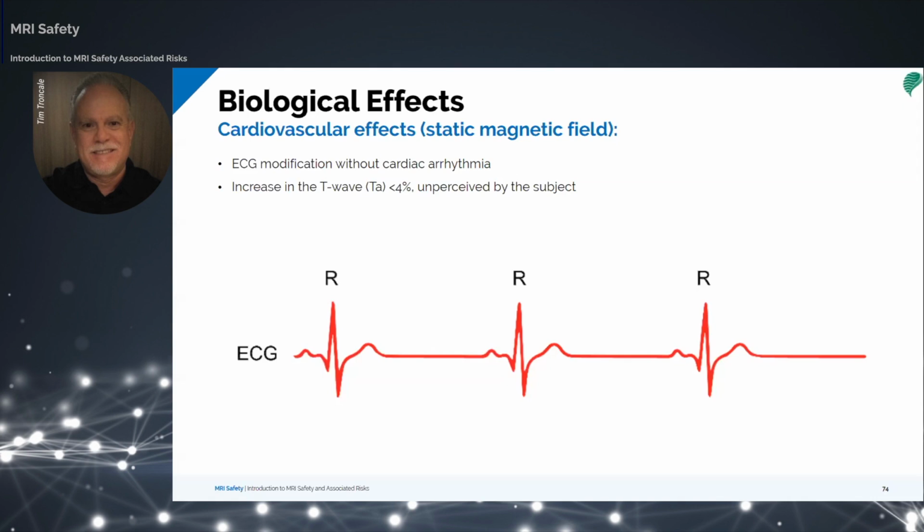Heart contraction is induced by an electrical signal originating in a group of cells called the SA node, or sinoatrial node. While this is possible, it is extremely unlikely that the magnetic field can cause an arrhythmia. However, it is a possibility there is an increase in the T wave, but usually less than 4%, and this is typically unperceived by the subject.